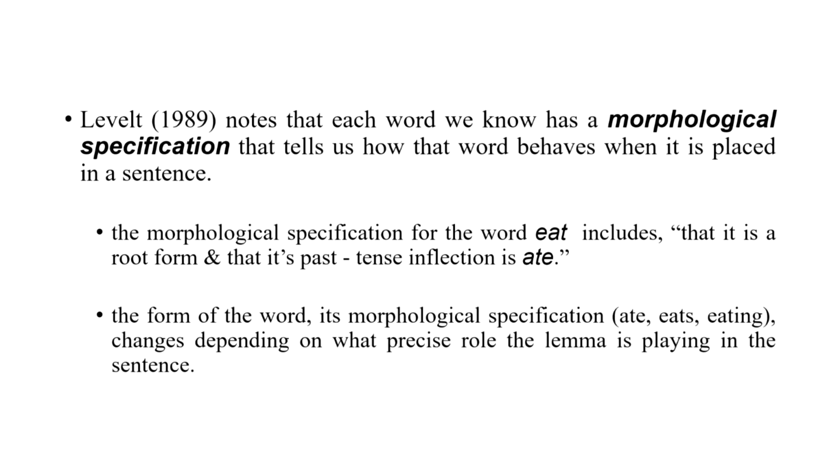So, for example, the morphological specification for the word eat includes that it is a root form and its past tense is ate, or its continuous form is eating. So we figure out which form of the word eat I am going to use, and then we can move on further. Now remember here, whichever form of the word you finalize, you will need to start assembling sounds of that type. If you finalized ate, then the sounds that you start assembling will be different. If you finalized eating, then the sounds you assemble will be slightly different.